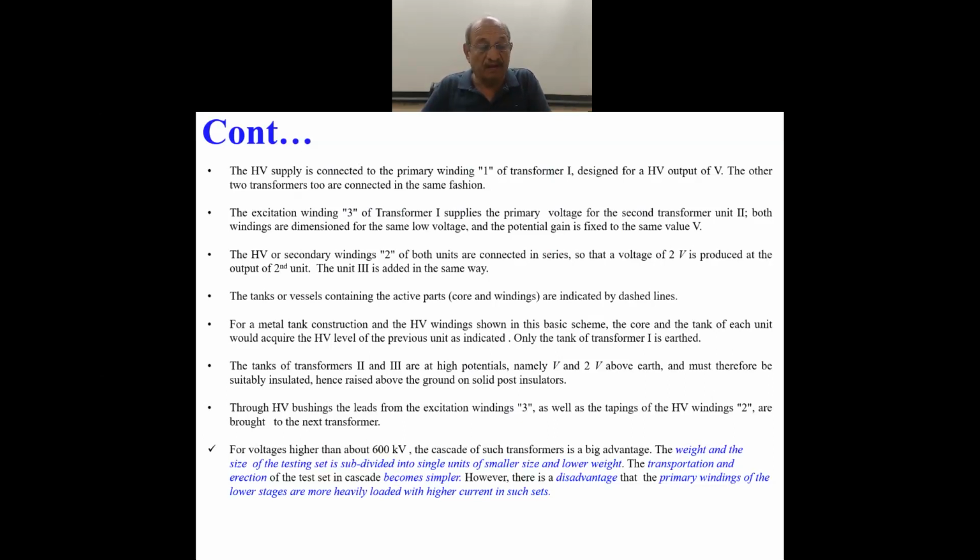The high voltage supply is connected to the primary winding of transformer one, designed for a high voltage output of, say, V. The other two transformers are connected in the same fashion, and are also designed with the same ratio and identical. That is another advantage, that you design and produce smaller identical units.